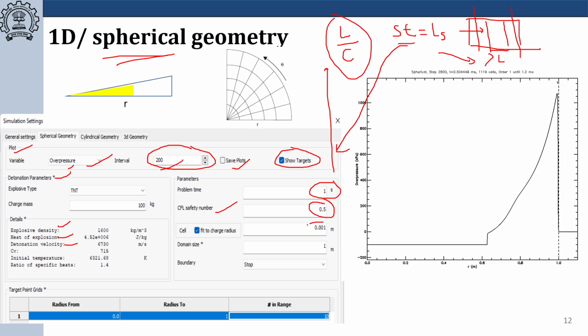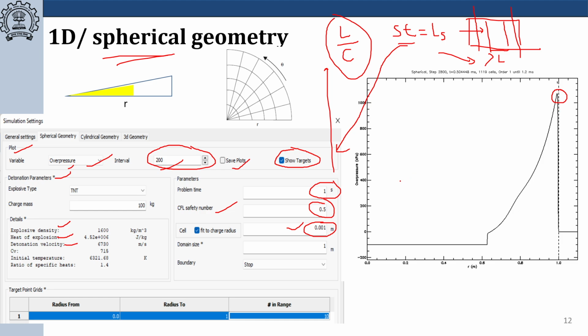Now the cell sizes, as we have previously discussed, you have to choose the cell size, and cell size is very important. You have to do a sensitivity study based on the minimum size of the cell. Your peak pressure computed can vary.